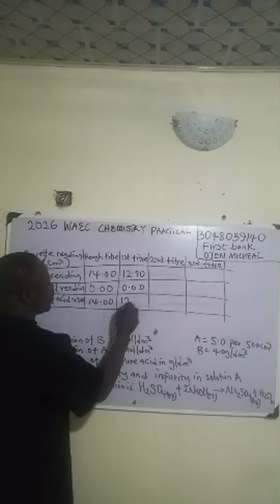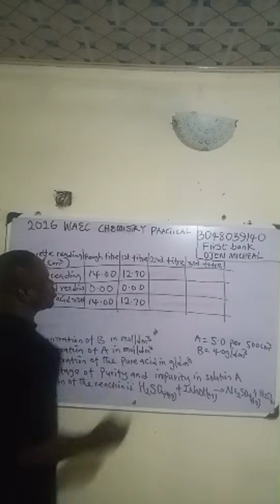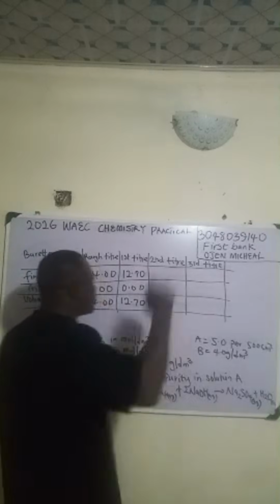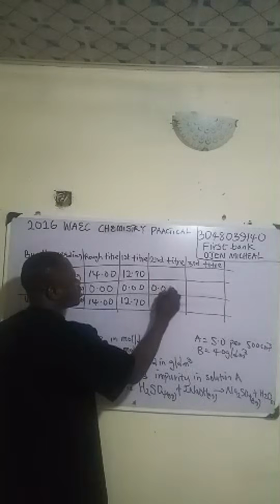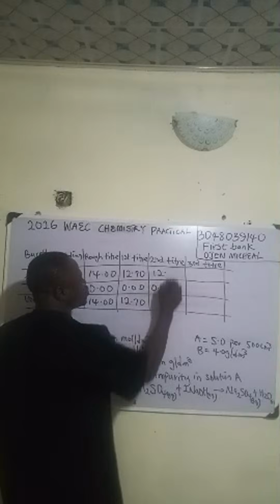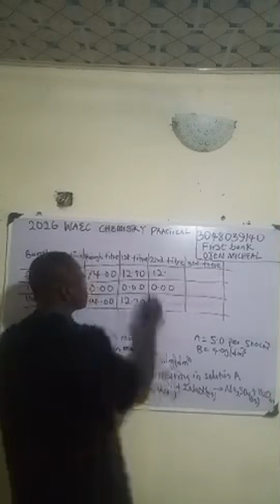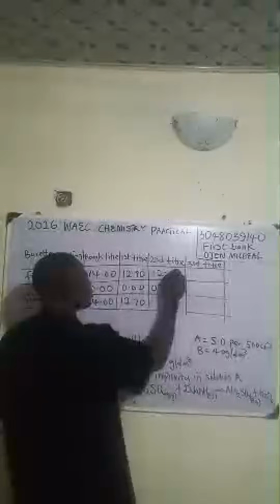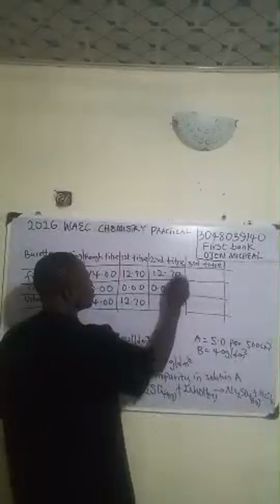Give us 12.70. Are you following? I will now refill my acid again. If I refill my acid, what is it? 0.100. Then here I will now have 12. This one is just an estimate, but that is your endpoint. Let's just say 12.70.